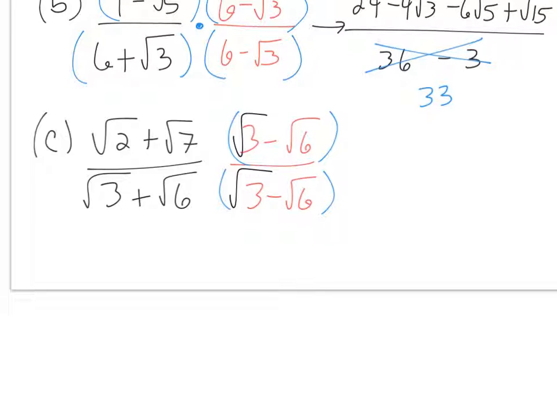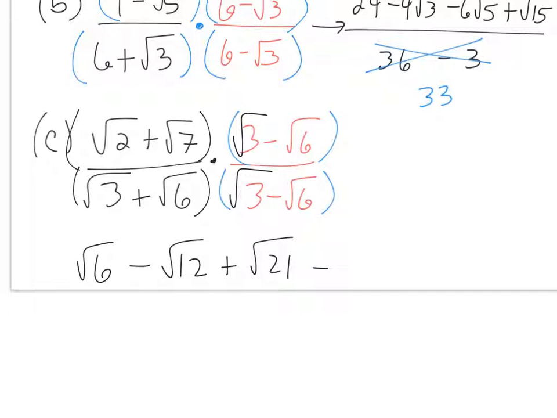Same deal. Foil through. Combine like terms. Again, though, the denominator should become an integer value because you still have perfect squares that result. Now, what can I do here? Or what should I do here at this point?